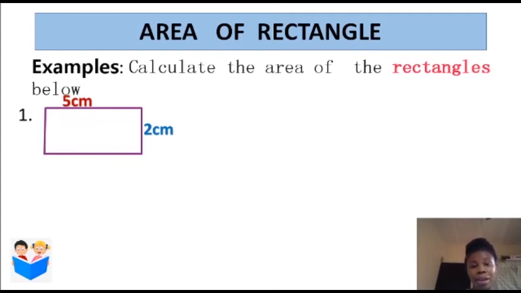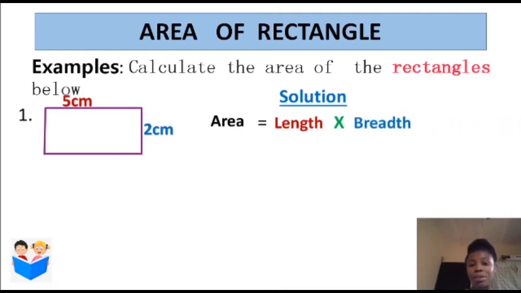Now to calculate the area of this rectangle, we're going to first of all get our formula. What is the formula for calculating the area of a rectangle? It is area equal to length times breadth.